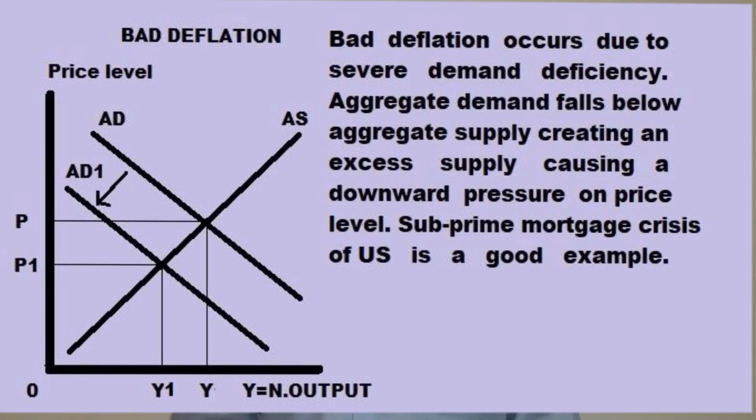The bad deflation first. See the diagram, the aggregate demand curve is shifting leftward. You can notice that price level is on the y-axis and on the x-axis there is national output. When the aggregate demand curve is shifting backward, that is causing a fall in price level, but simultaneously national output is falling. You can see there that Y is coming to Y1, which means national output is falling, and it is obvious that when national output falls, the unemployment rate increases. Right? So it is referred to as bad deflation because of a fall in national output and rise in unemployment.